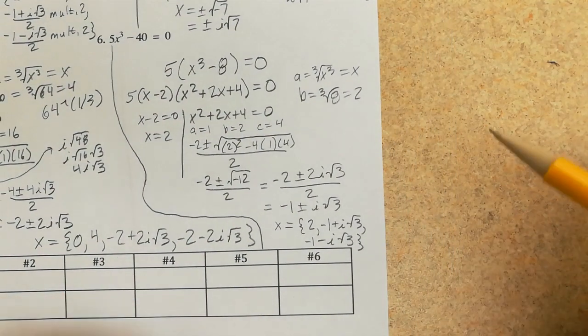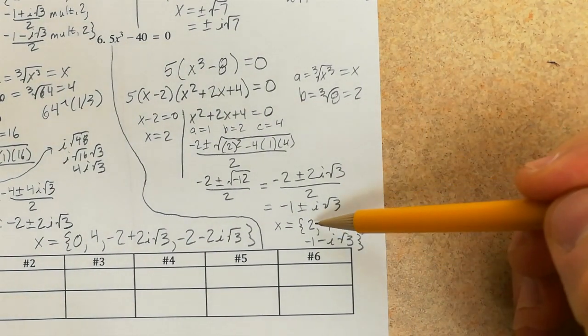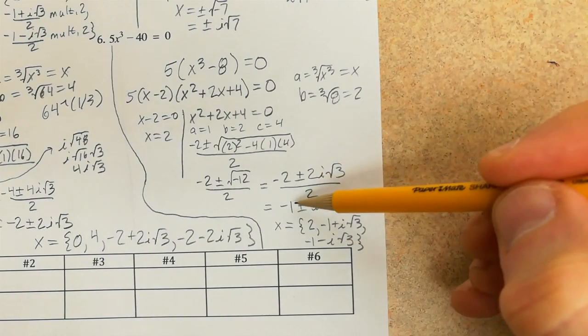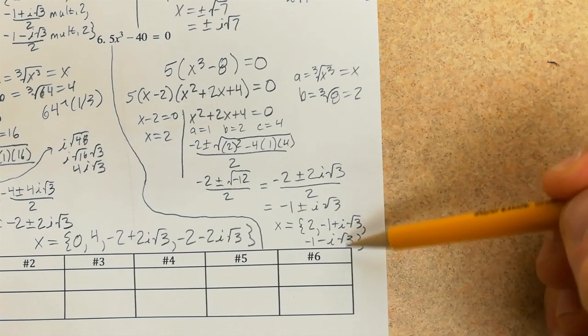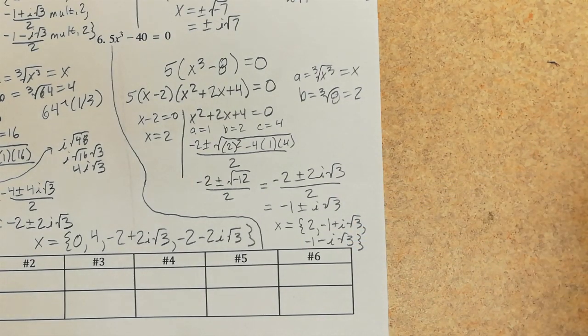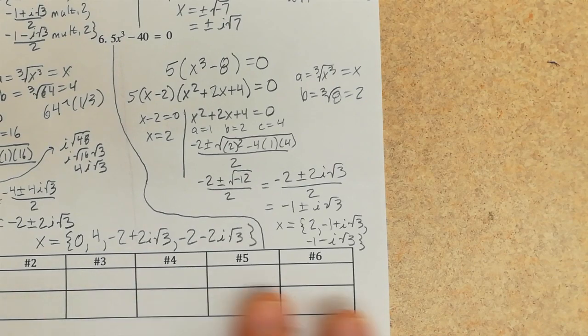Okay, here's my answer for this one. I got 2, and then I got negative 1 plus or minus i times the square root of 3, which I separated out here. Okay, now what we're going to do is see, is there a relationship between the degree of a polynomial and the number of roots it has? Let's go ahead and fill out this table down here below.